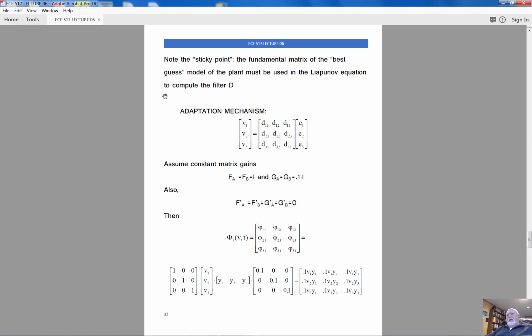Let's take a look at the adaptation mechanism itself. The adaptation mechanism starts from conversion of the vector of errors into vector V, and we perform this conversion using this matrix filter.